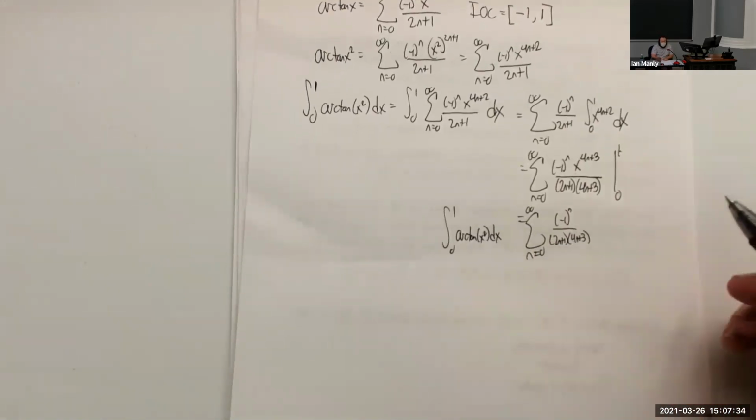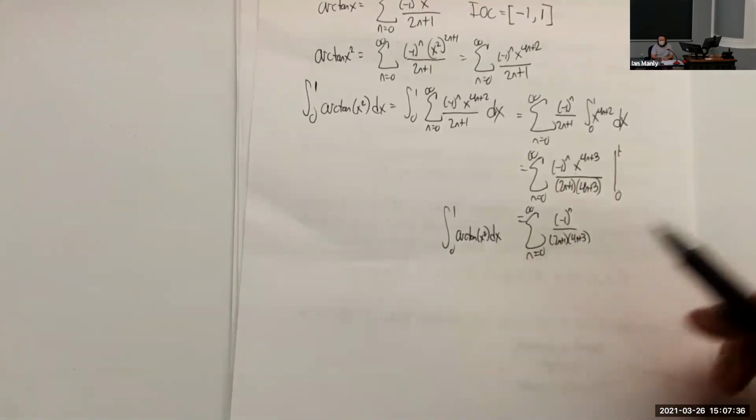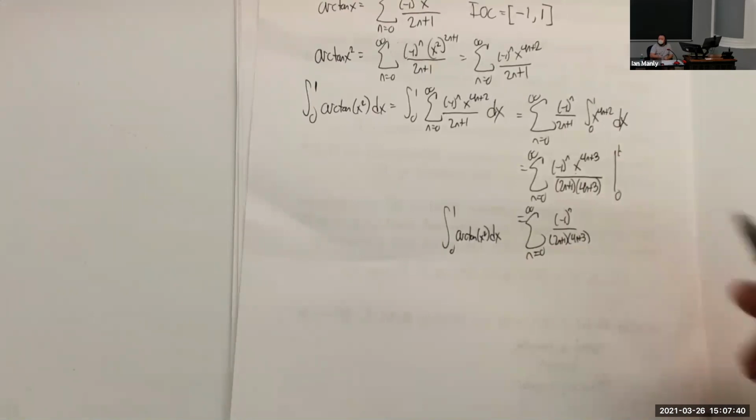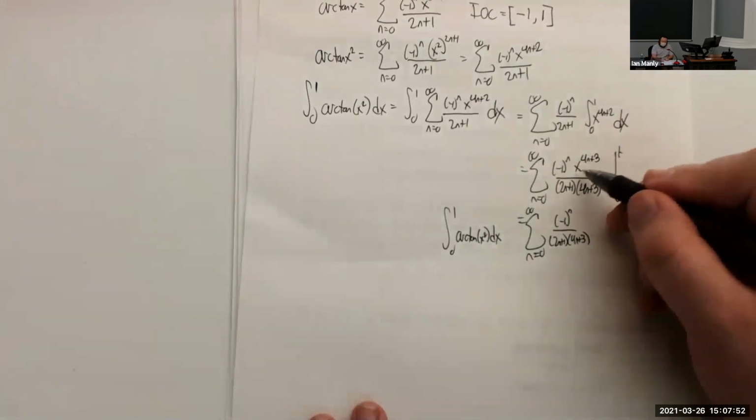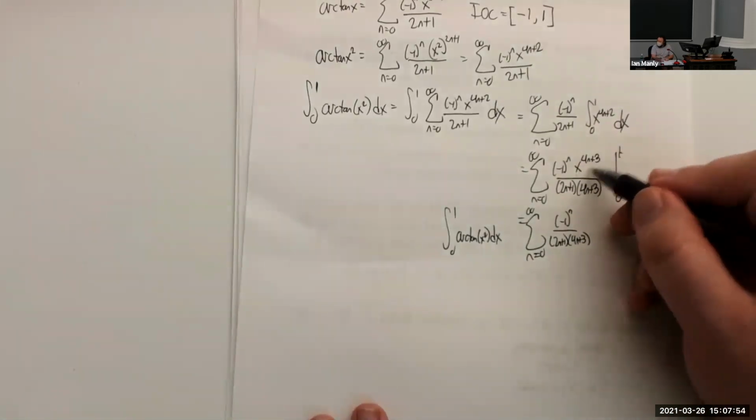Now, in reality, even a computer is going to have great difficulty adding together infinitely many terms manually. So what we're going to do is add together the first few terms and hope that our error is less than 0.01. What happened to the x? We plug 1 in for the x right here. So we have 1 to the 4n plus 3, but that's just going to be 1.